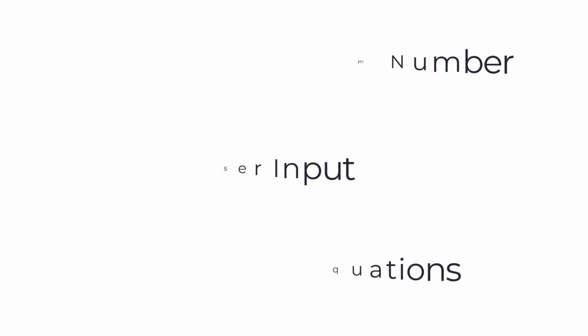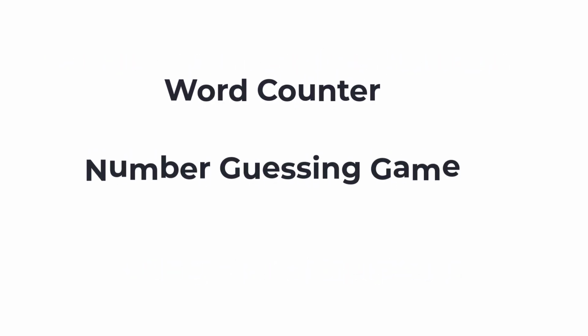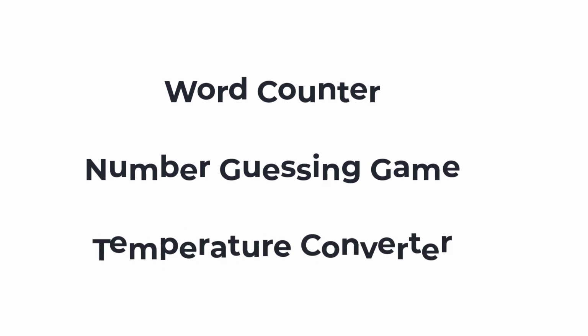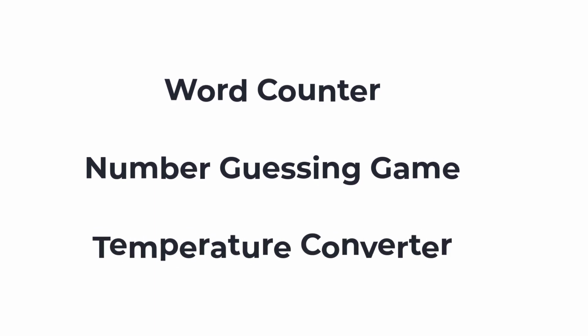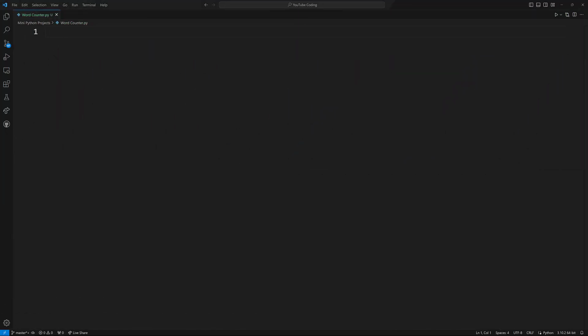The first one is going to be a word counter, the second one is going to be a number guessing game, and the third one is going to be a temperature converter from Fahrenheit to Celsius or converse. So let's dive into our very first one, which is going to be the word counter.